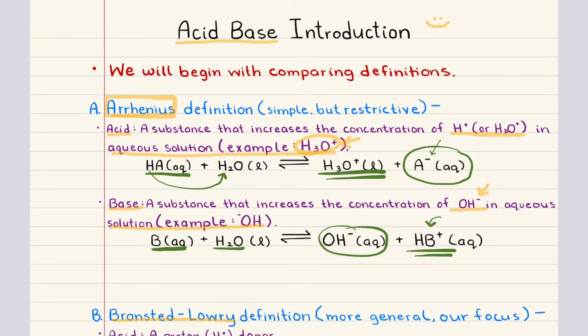This definition is super straightforward, and it works really well for common strong acids like hydrochloric acid or strong bases like sodium hydroxide. However, it has significant limitations. It only applies in aqueous solution, and it only includes substances that will directly produce hydrogen ions or hydroxide ions. So as a result, it excludes many reactions that we now recognize as fundamentally acid-base in nature.